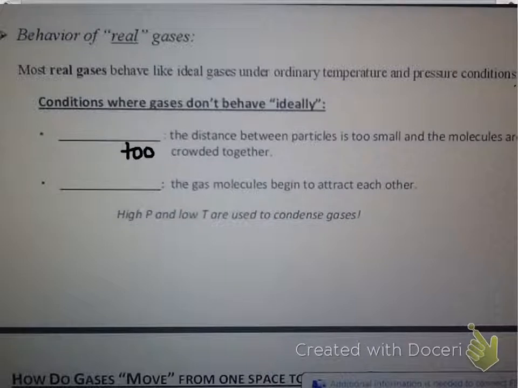Alright, so when are the conditions when gases do not behave ideally, as they do in the kinetic molecular theory? Well, I will first say that if you have a real gas, like oxygen or nitrogen, most of the time they'll behave like an ideal gas under ordinary temperature and pressure conditions. And we'll talk about what that means, but standard temperatures, standard pressures. However, if you start to deviate away from standard temperatures and standard pressures, your gases will not behave ideally. The first condition where gases start to behave unideally is if you have high pressures.